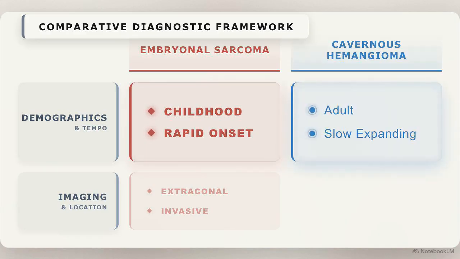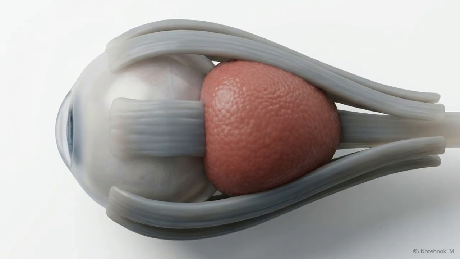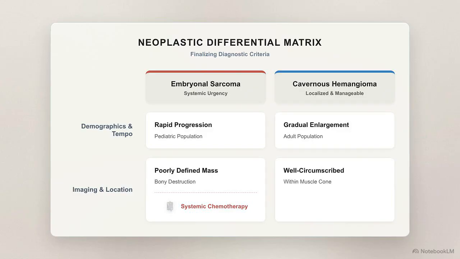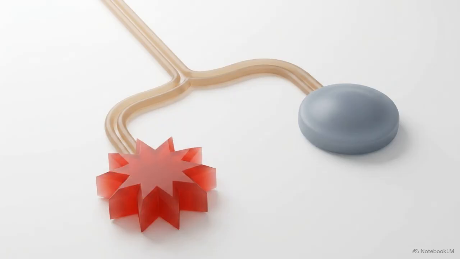We contrast that aggressive malignancy against a cavernous hemangioma. This is a benign vascular malformation that occurs in adults and expands very slowly over time. It has a highly specific footprint. While it can occur anywhere, it typically forms within the lateral part of the muscle cone, behind the globe. A CT scan will reveal a well-circumscribed oval lesion with slow contrast enhancement. Because it gradually enlarges, symptomatic lesions require direct surgical excision. Patient age and the spatial characteristics of the mass definitively split the diagnostic pathway between an aggressive systemic malignancy and a localized benign malformation.